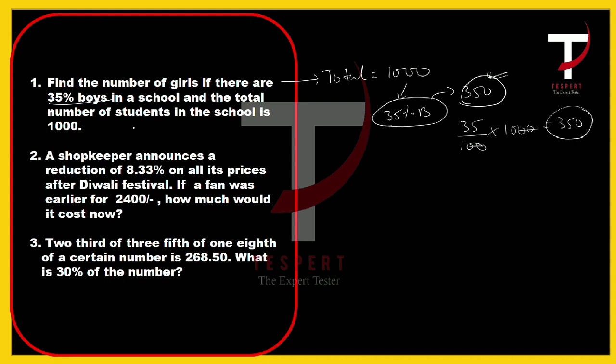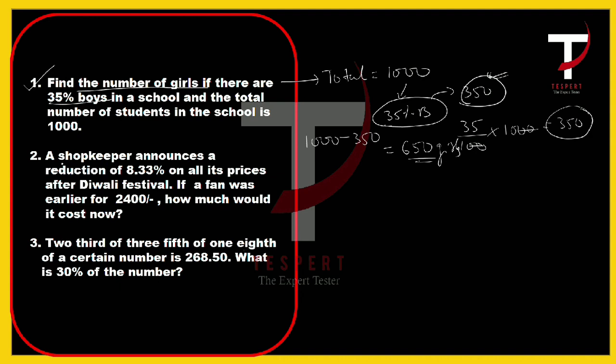But what's the question here? Find the number of girls. So if 350 are boys, then how many are girls? Out of 1000, if 350 are boys, then the remaining 650 will be girls, right? So this is what we are asked to find out, right? So 350 are boys and 650 are girls.